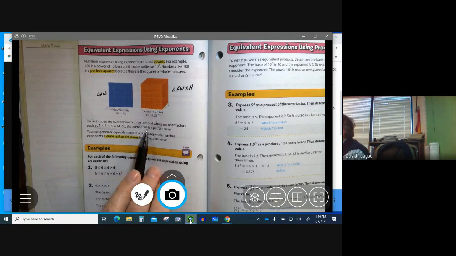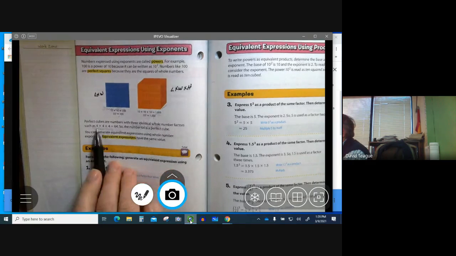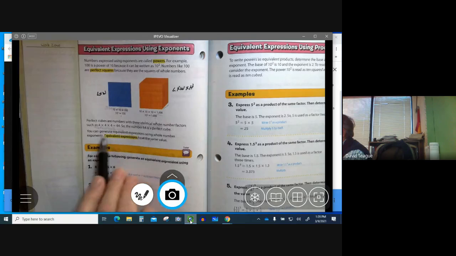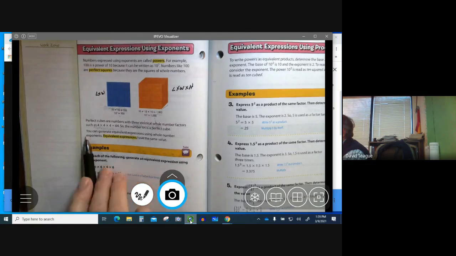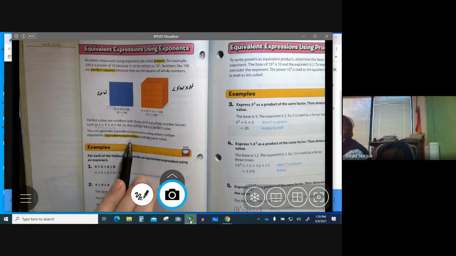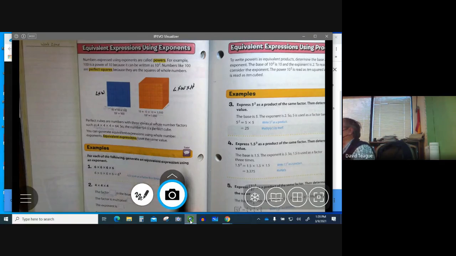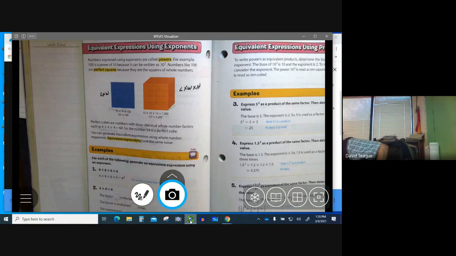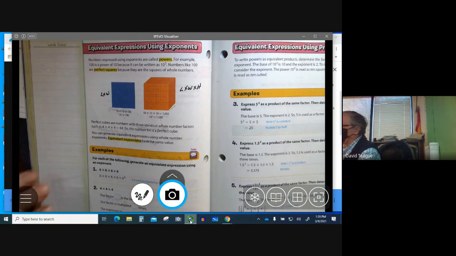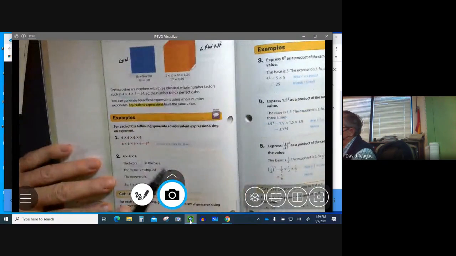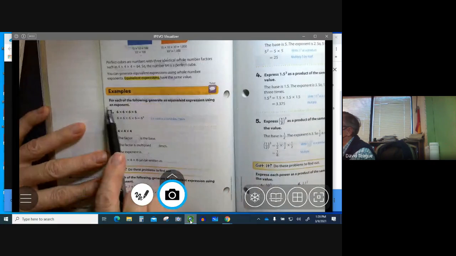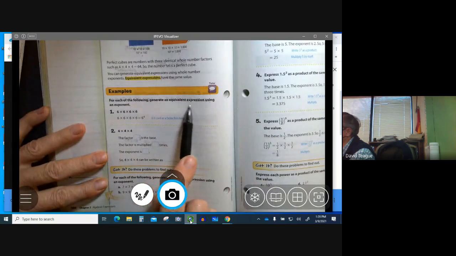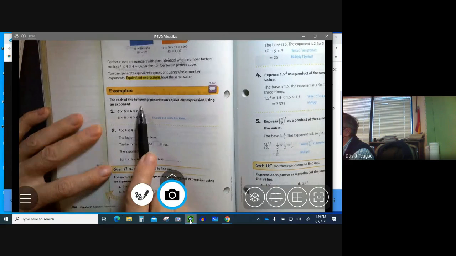The number 64 is a perfect cube, so you can say 4 cubed. You can generate equivalent expressions using whole number exponents. Equivalent expressions have the same value. So they're just saying that's just another way you can write that expression. Okay, so here's an example. For each of the following, generate an equivalent expression using an exponent.